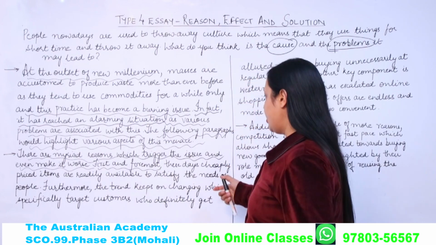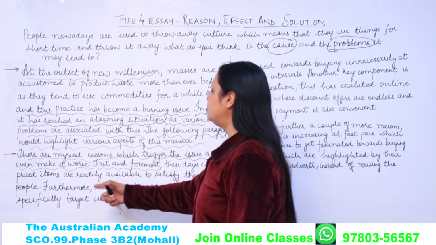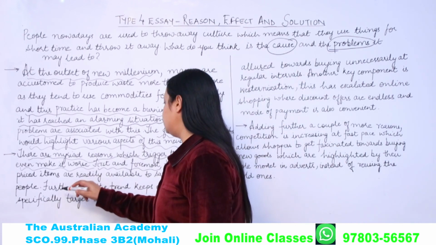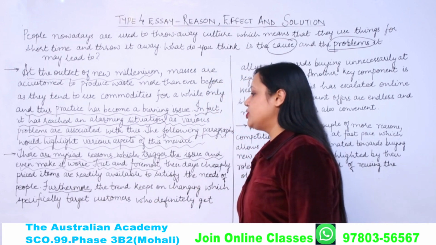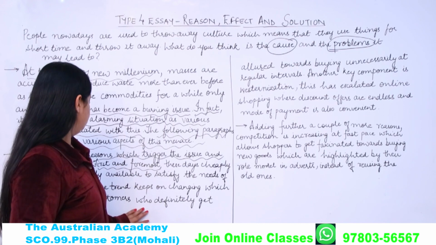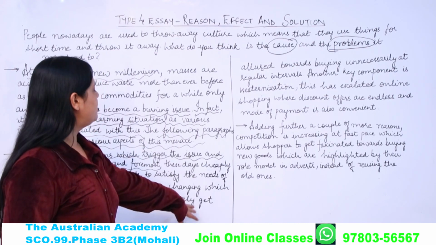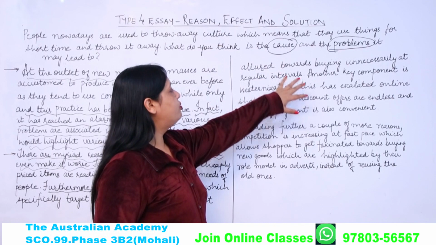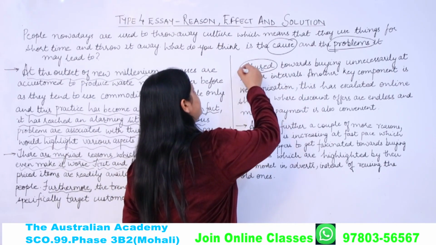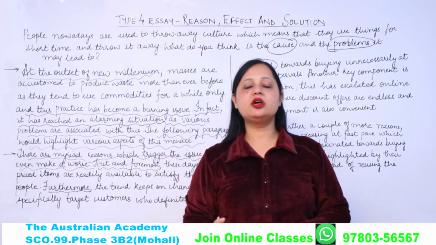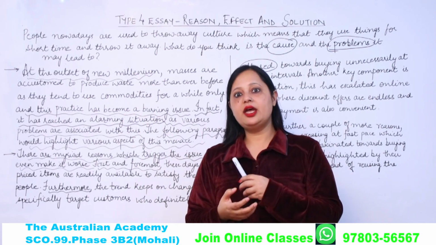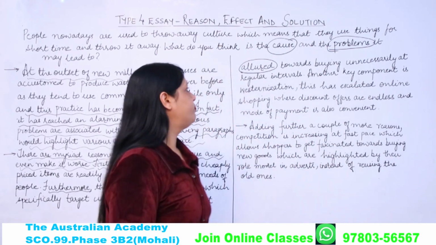So people tend to buy a lot. Furthermore, the trend keeps on changing, which specifically targets customers. So the trends, the fashion also, if we talk about fashion, changes swiftly. So this actually gets consumers allured towards buying unnecessarily at regular intervals. Allured means attracted. So the consumers or the customers get attracted towards the new fashion and they tend to purchase the new one.